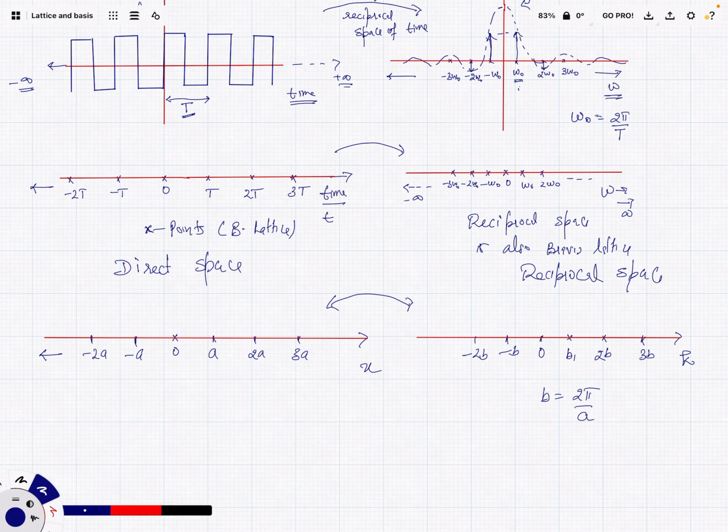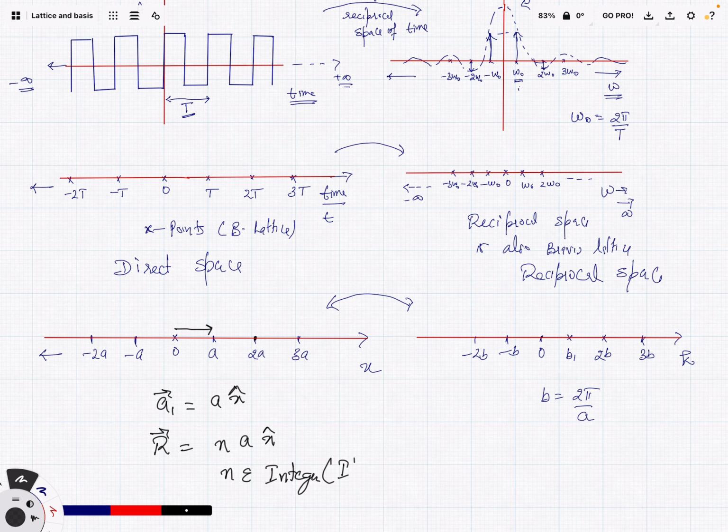So we want to establish a formal manner in which we can construct a direct and a reciprocal space. To construct a direct space, it's pretty trivial. I just need the primitive lattice vector. I say the primitive lattice vector A1 is some a x cap, and any point on this x-axis can be reached by this Bravais lattice vector R, which is n times a times x cap, where n belongs to integers, in shorthand I.